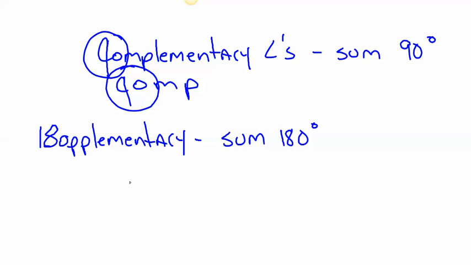This little symbol means 90 degrees. That little red symbol in an angle means the angle equals 90 degrees.